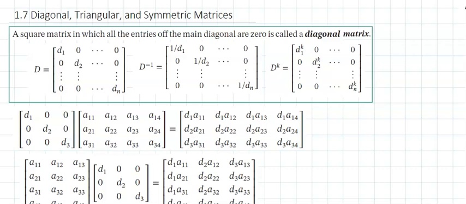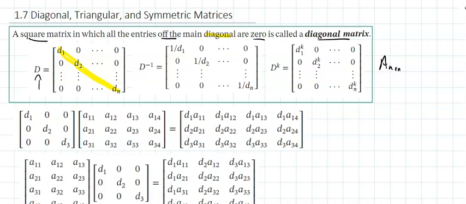Section 1.7 talks about diagonal, triangular, and symmetric matrices. A square matrix, again, recall square means the number of columns equals the number of rows, so n by n. A square matrix in which all entries off the main diagonal are 0 is called a diagonal matrix. So if you look at D right there, if you have 0 everywhere other than the diagonal, we call that a diagonal matrix. And this matrix has very special properties.